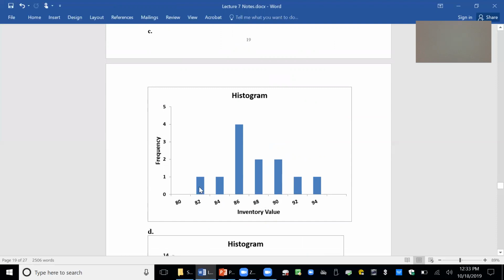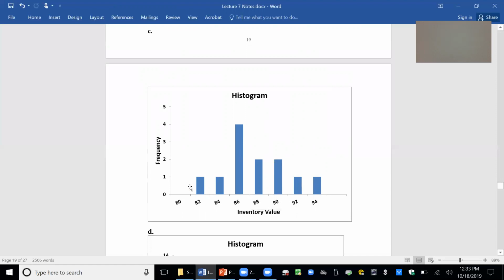There is one that is bigger than or equal to this tick mark here, but less than this one. There is one that is bigger than or equal to 84, but less than 86. There is a 4 that is bigger than or equal to 86, but less than 88, and so on.